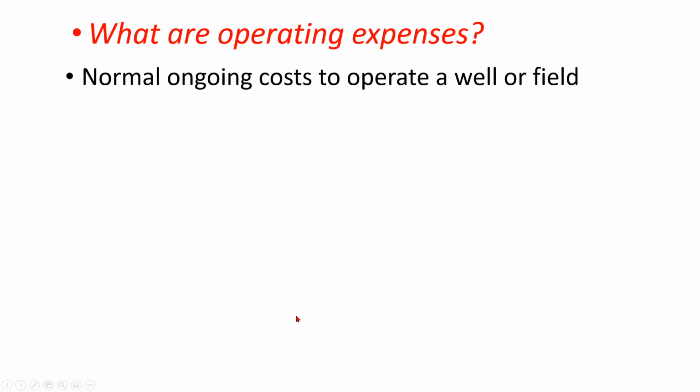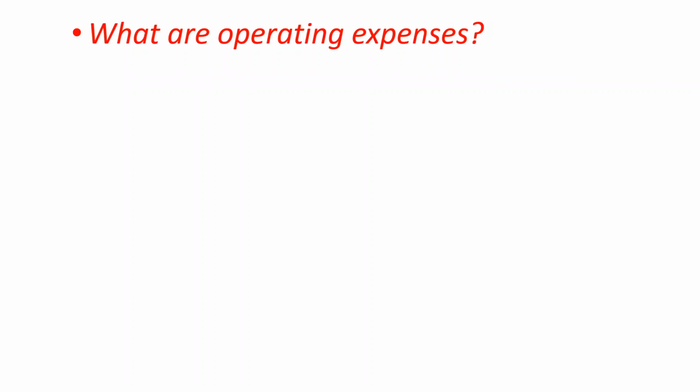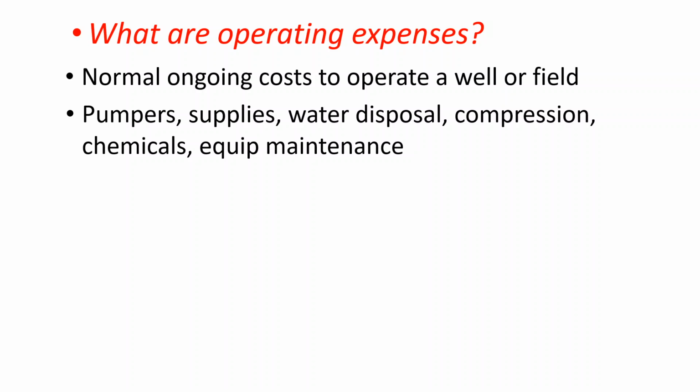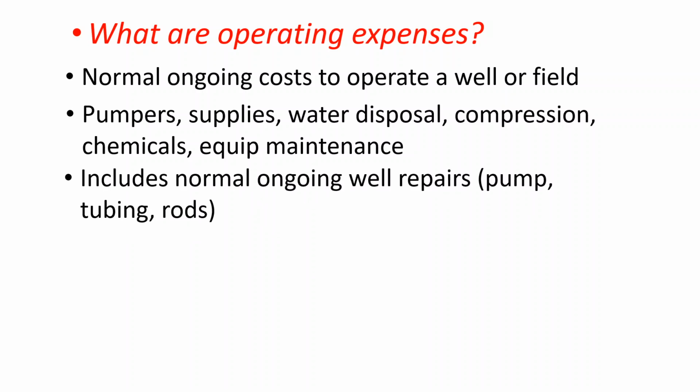So what are operating expenses? They're the normal ongoing cost to operate a well or field. It could be pumpers, field personnel, supplies, water disposal. Sometimes that's a big cost when you have a lot of water production. Compression, chemicals, equipment maintenance. But it also can include normal ongoing well repairs, like pump change outs, tubings, rods, that sort of thing that you do on a normal basis when you're operating a field that has pumping units on it. So that would be included in the operating expense.